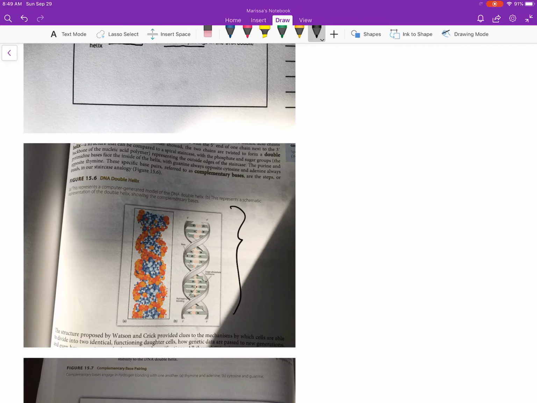Something like this. This is a computer-generated model of the DNA helix, so all of the little bubbles and different colors are representing different atoms. But then this right here is more or less a schematic representation. And the whole point of this one is to show us this complementary base pairing. Okay. So you have the sugar phosphate backbone, and then you have the bases which are being held together by hydrogen bonding.